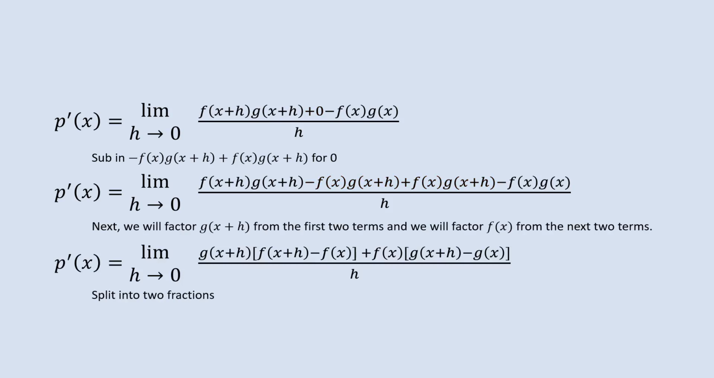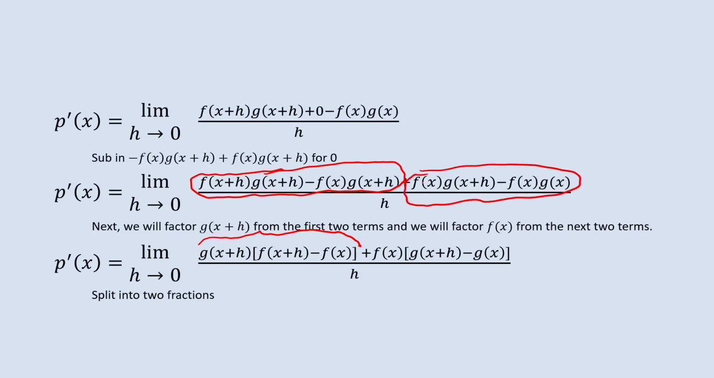Now, if you look, from this first part, we can factor g of x plus h out of there. And so in fact, when we do that, we get this expression. Factoring g of x plus h out of the circled part, we're left in the bracket, the second factor, as f of x plus h minus f of x. And looking at this part right here, we can factor f of x out of there, and we end up with this expression, where our second factor is g of x plus h minus g of x.